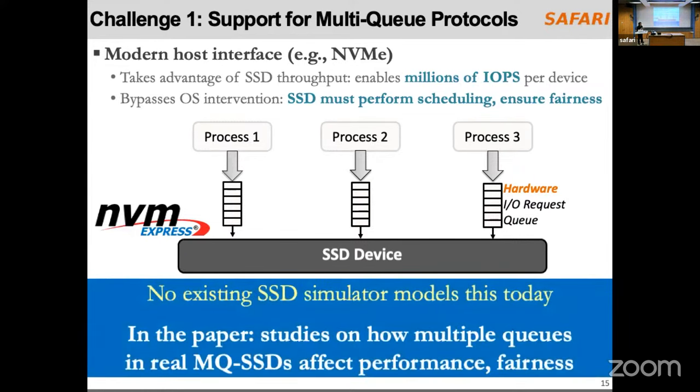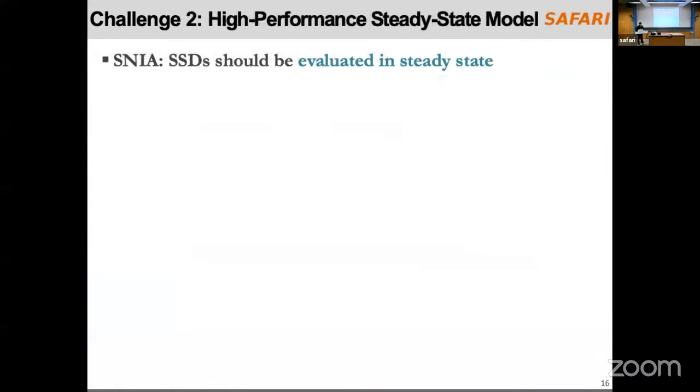So none of the existing simulators, at least at the time when this work was introduced, did model the new protocols. And in this paper, we also show how multi-queues in real MQSSDs affect performance and fairness. The second aspect, as I mentioned, is to model the steady state behavior accurately, without which you will have the high error percentage that we showed before.